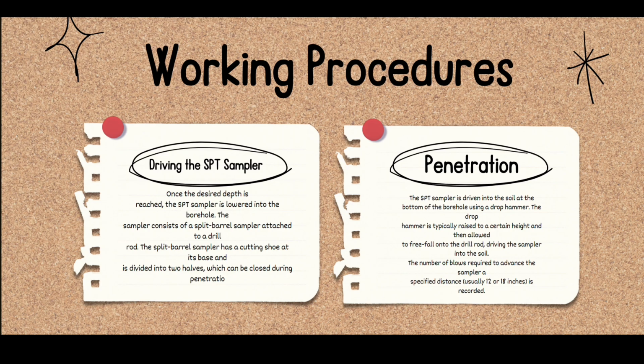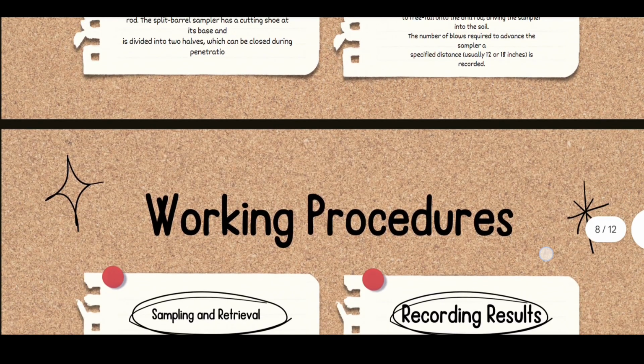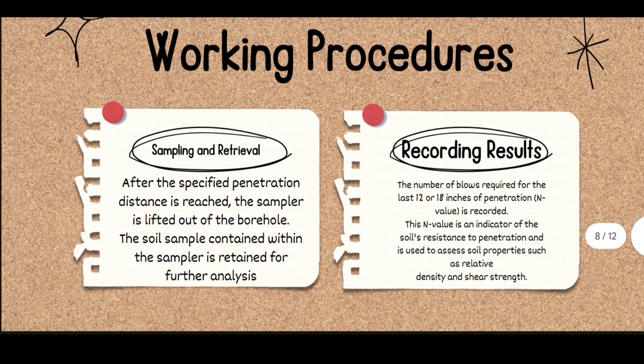And now, penetration. The SPT sampler is driven into the soil at the bottom of the borehole using a drop hammer. The drop hammer is typically raised to a certain height and then allowed to free fall onto the drill rod, driving the sampler into the soil. The number of blows required to advance the sampler a specified distance, usually 12 to 18 inches, is recorded.